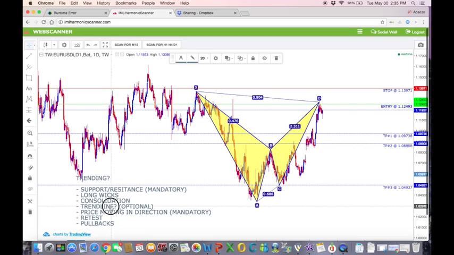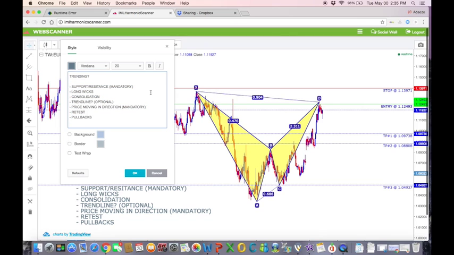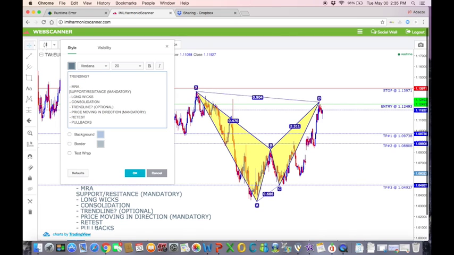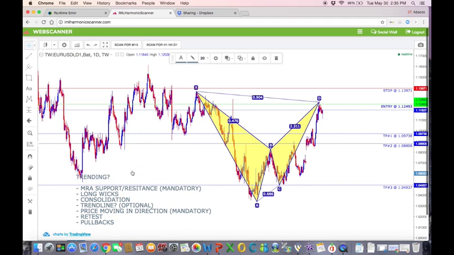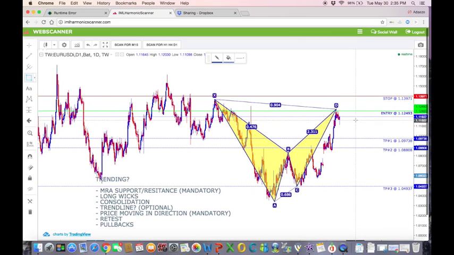Okay? So the first thing that I like to look for in anything, I said it's mandatory, is support and resistance. Remember we called those MRAs, major reversal areas. We look for areas where price reversed majorly. Also, you always look at where price is currently. I don't care if price is down here. Who cares about this area down here? Nobody.